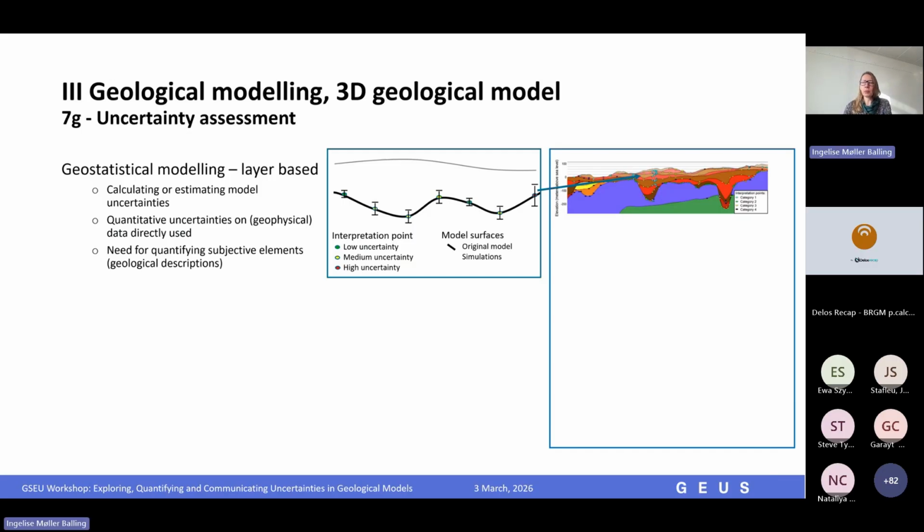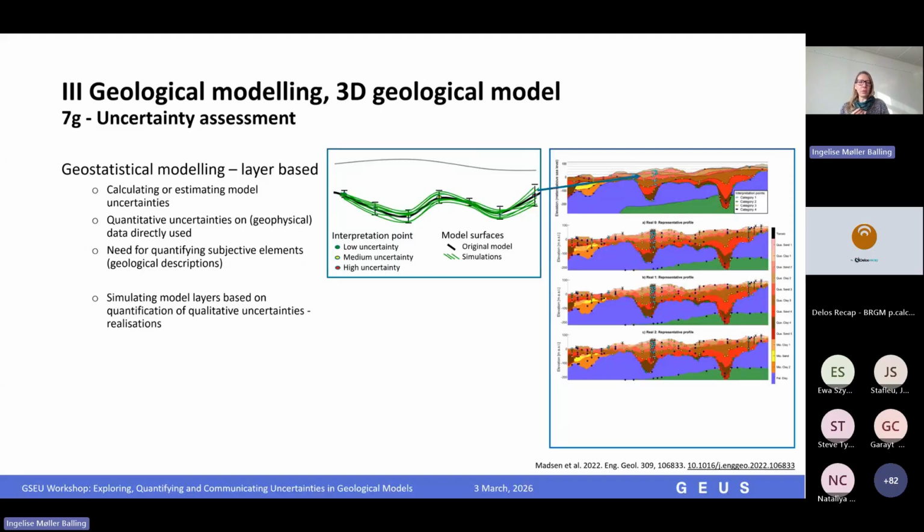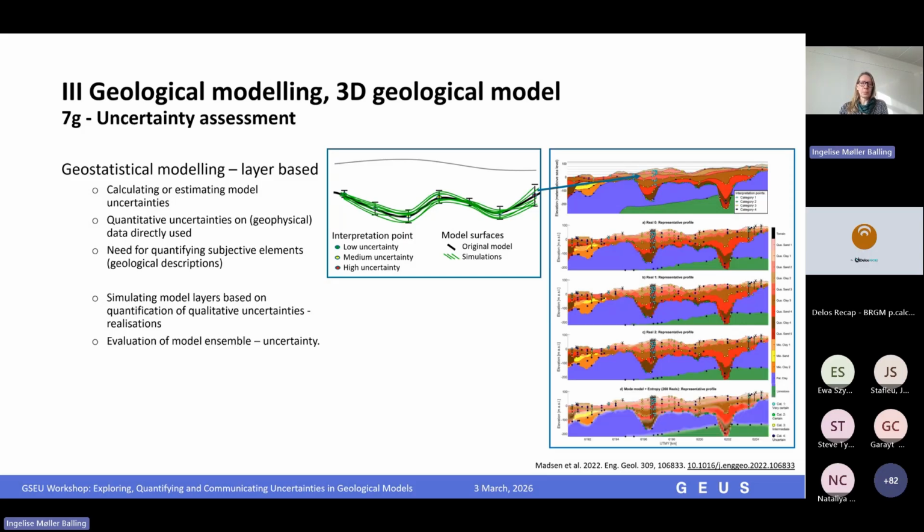In the geostatistical modeling approach using numerical modeling and simulation, the model uncertainties can be calculated or estimated through simulation. Quantitative uncertainties from, for instance, geophysical data can be directly used, but there's also a need for quantifying subjective elements like the geological description from boreholes. Geostatistical simulation of the layer surfaces within error bars is carried out as a result of a number of model runs and results in a number of model realizations. An evaluation of the model ensemble gives the model uncertainty, and it can also be shown as the entropy.